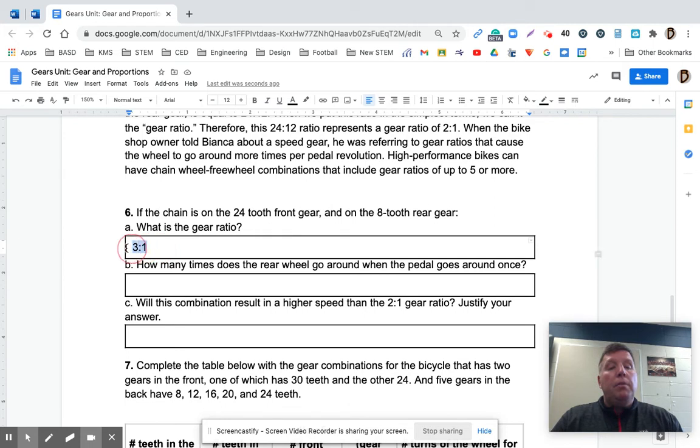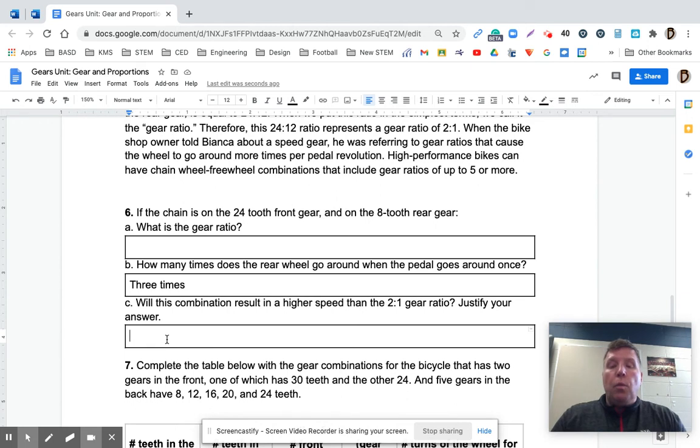Okay, how many times does the rear wheel go around when the pedal goes around once? Well, 3 times. And then finally, thinking back to the earlier example, we were at a 2 to 1 ratio. So think of it this way. If I had this size gear and this size gear, as this one goes around, 1 revolution equals 2 revolutions here. Well, if it's at 3 to 1 and I only have 8 teeth, the gear is probably going to be smaller. So every 1 revolution here is equal to 3 revolutions here.